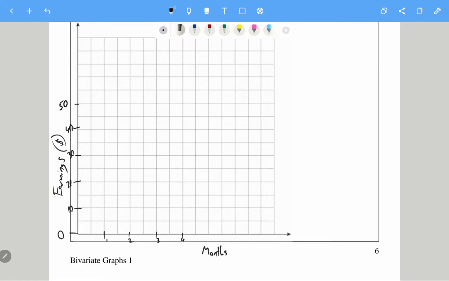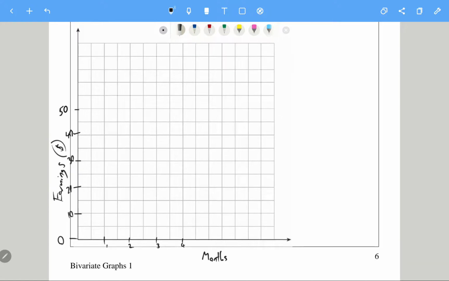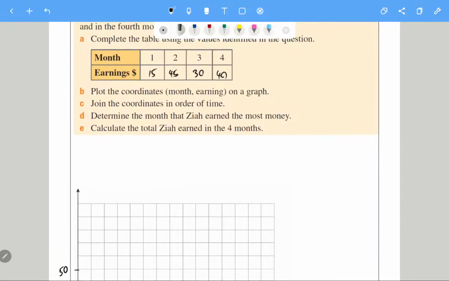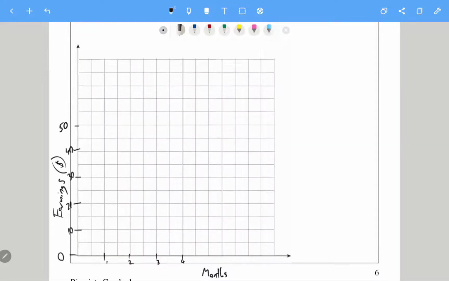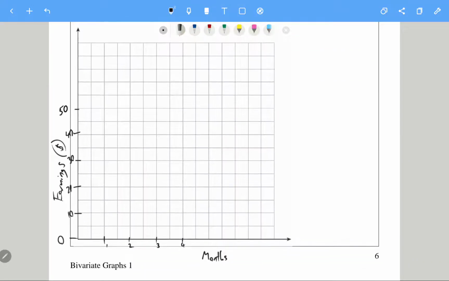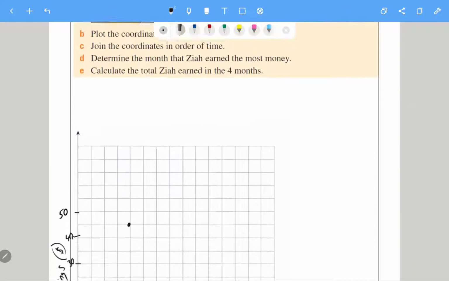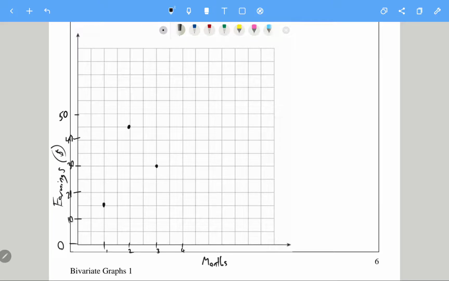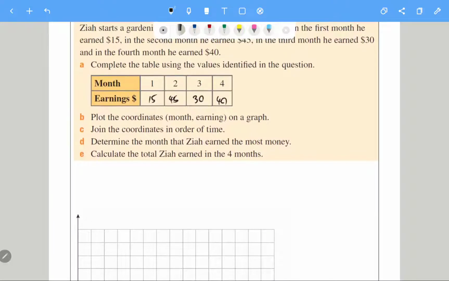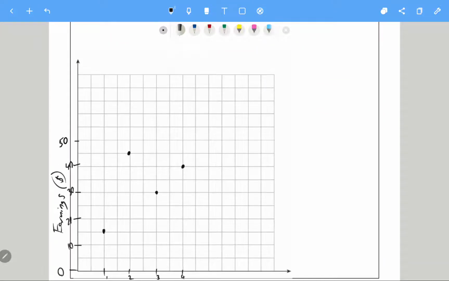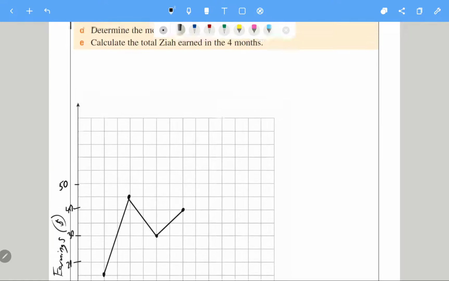Alright, so my earnings are going up in $10 and my months is going along in 1, 2, 3, 4. So, months, in the first month, $15. In the second month, $45. In the third month, $30. And in the fourth month, $40. Alright, so that's part B done. Part C says join the coordinates in order of time. So, just doing a dot to dot. 1 to 2, 2 to 3, 3 to 4.